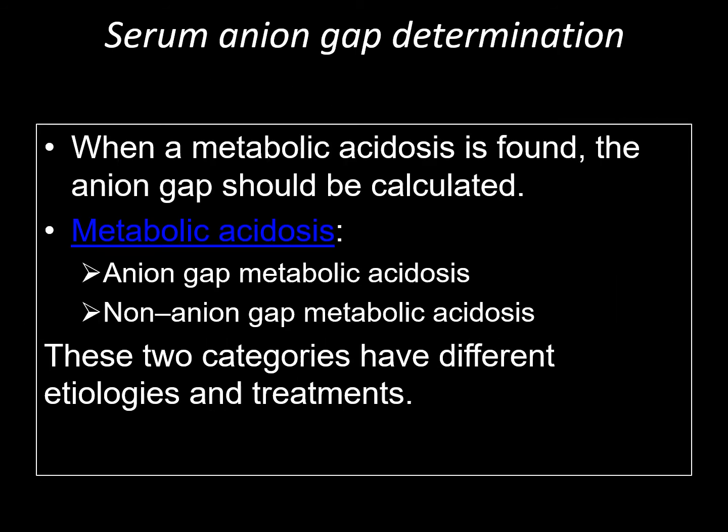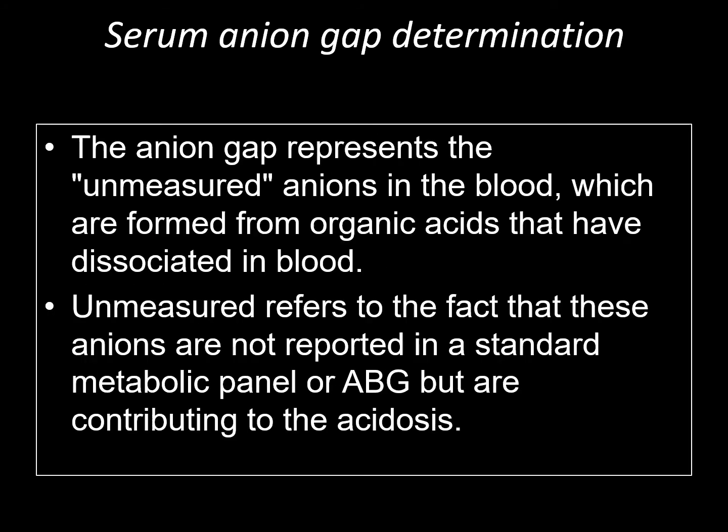When a metabolic acidosis is found, the anion gap should be calculated. Metabolic acidosis is divided into anion gap metabolic acidosis and non-anion gap metabolic acidosis. These two categories have different etiologies and treatments. The anion gap represents the unmeasured anions in the blood, which are formed from organic acids that have dissociated in blood. Unmeasured refers to the fact that these anions are not reported in a standard metabolic panel or ABG but are contributing to the acidosis.